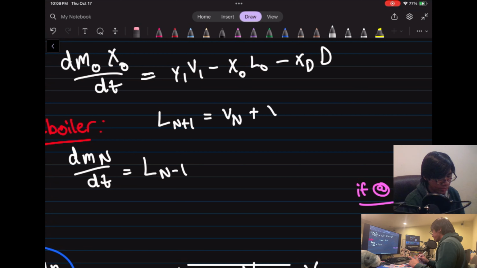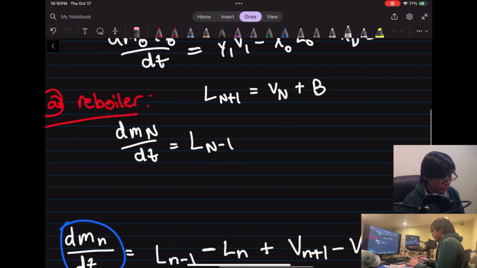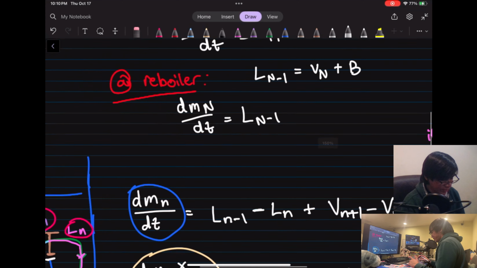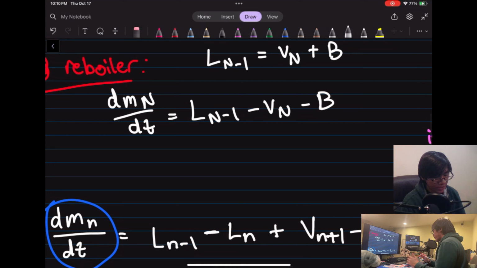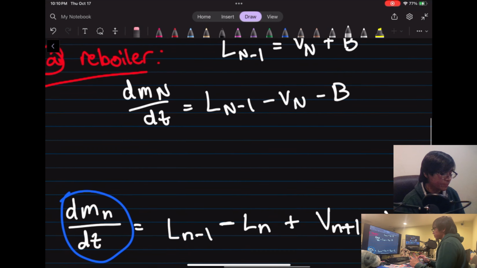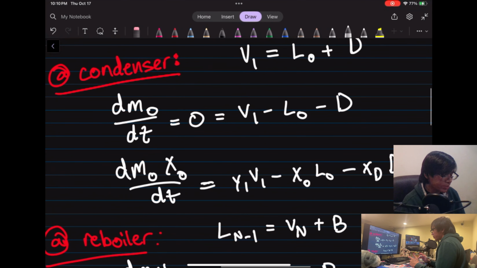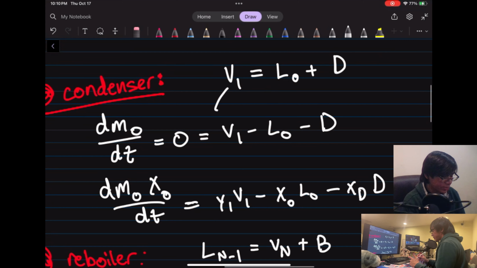So if we want to do a balance on that, we just move everything to the side. I put N plus 1 again. Why did I do that? Okay, N minus 1 since we're going up. Sorry about that. Minus Vn minus B. So we're just moving everything to the side, noting our change. And the reason why this is 0 at the condenser is because this statement holds true. It's a perfect sum because it's a perfect controller.